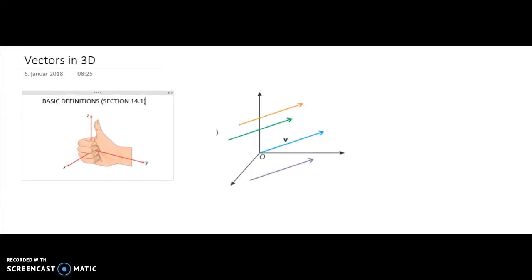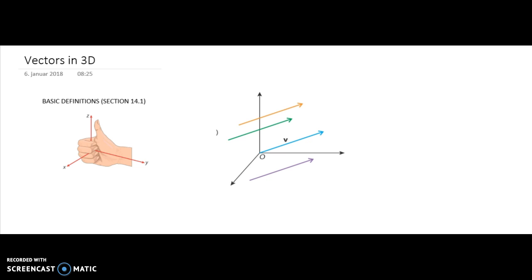Hello, this video is a review of section 14.1, basic definitions in vectors in 3D. Most of this section is just an extension of what we know from vectors in 2D. Now we have three axes, x, y, and z. They are perpendicular to each other, and when we need to figure out how they point, we use the right hand rule as we have here in the picture. Well, you know how this works.